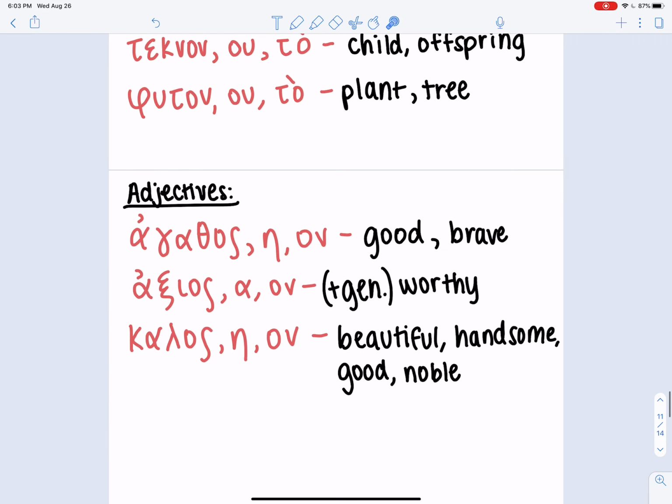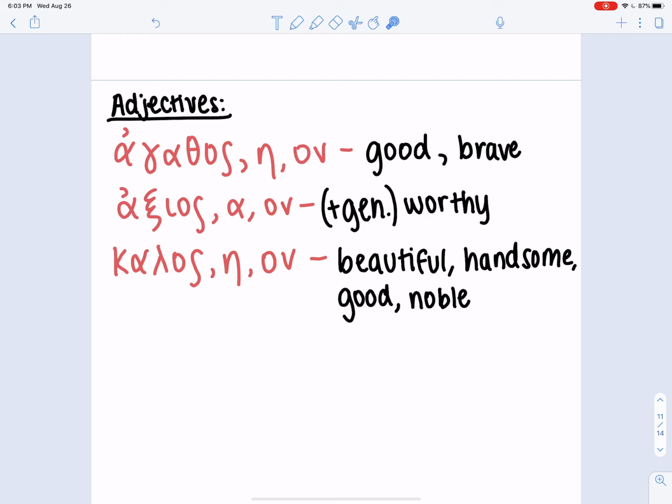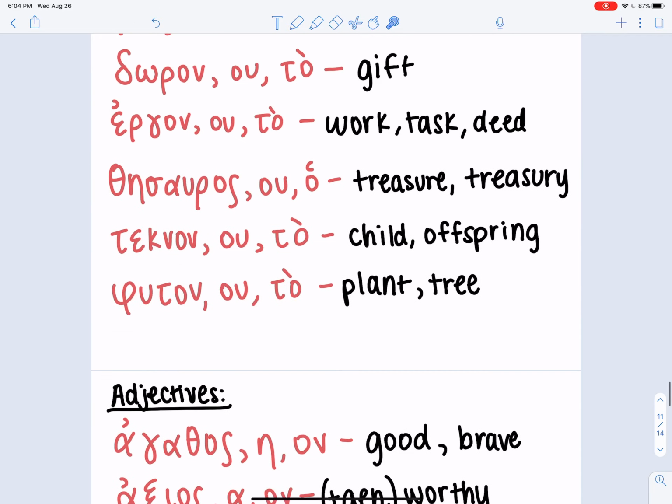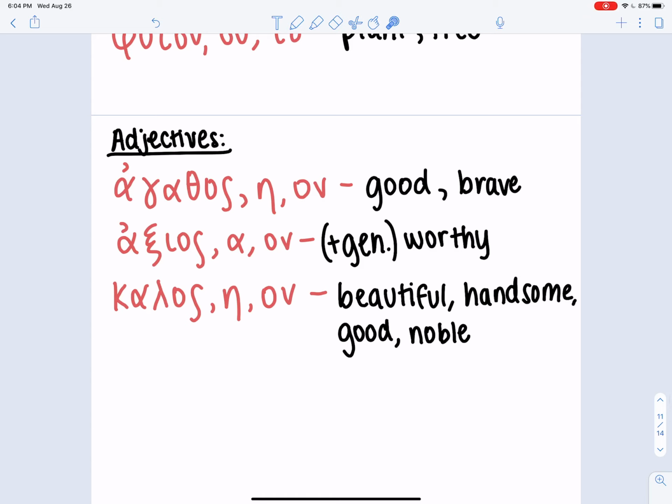And now for our adjectives. We've just got three to start with this week. Agathos, e, on, so these are the feminine and neuter endings. Rather than having the genitive singular and definite article, for adjectives we write them as masculine, feminine ending, neuter ending, just like in Latin. So agathos means good or brave. Axios, a, on, means worthy, takes the genitive, so you would have axios and then some genitive form. So you could be worthy of a plant, since I just really like that word, axios tou phutou, so worthy of the plant.